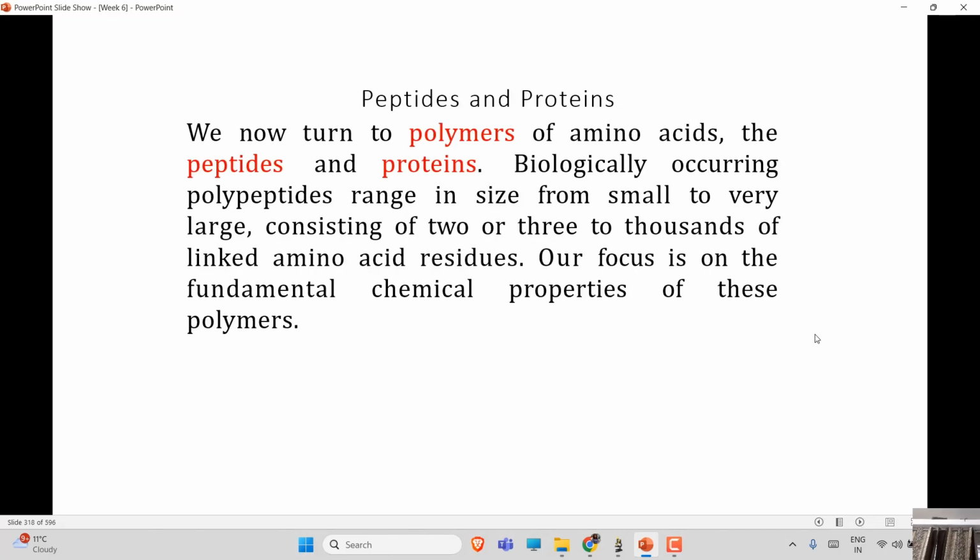Now we turn to polymers of amino acids, the peptides and proteins. The biologically occurring polypeptides range in size from small to very large, consisting of two or three to thousands of linked amino acid residues. So our focus is on the fundamental chemical properties of these polymers.